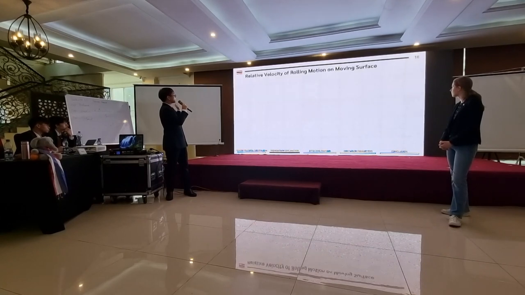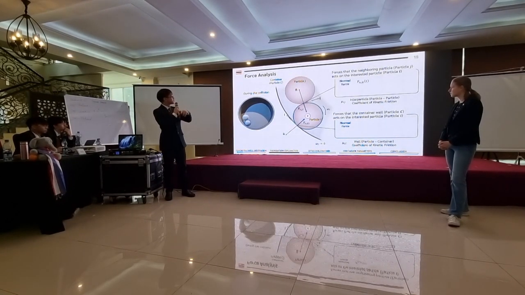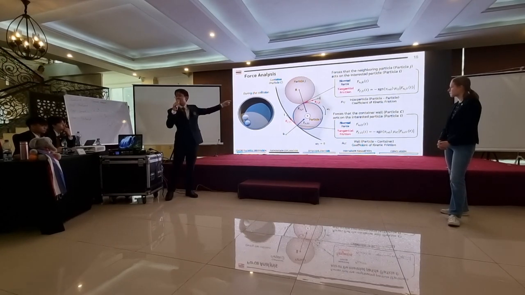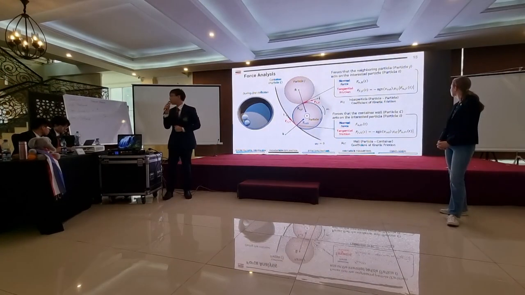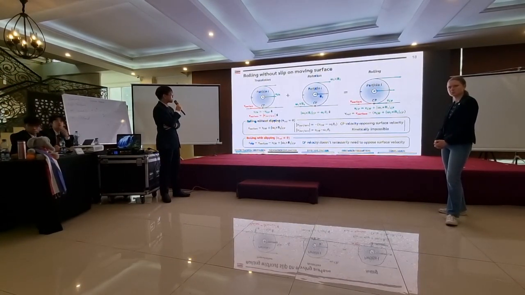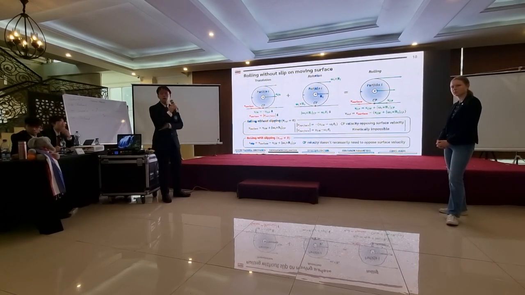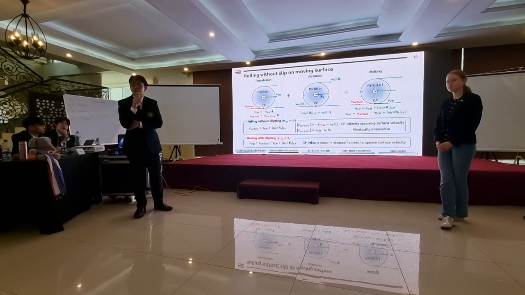Okay. So the tangential friction is there. Go to slide 18 again, please. What is the velocity of the contact point in case of rolling? What is the velocity of the contact point in case of rolling?